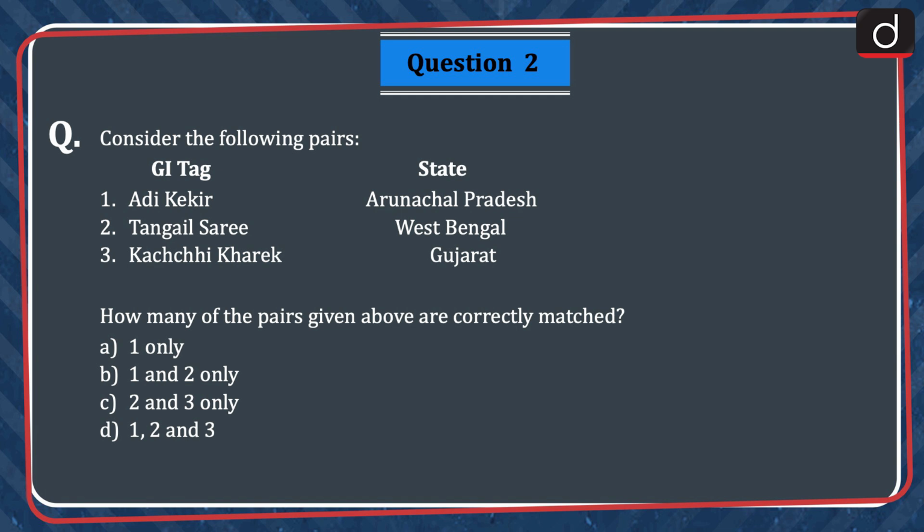Next question is, consider the following pairs. GI tag and state. 1. Arunachal Pradesh, ginger variety. 2. West Bengal, saree style. 3. Gujarat, date palm product. How many of the pairs given above are correctly matched? 1 only, 1 and 2 only, 2 and 3 only, or 1, 2 and 3? The correct answer is option D, 1, 2 and 3.